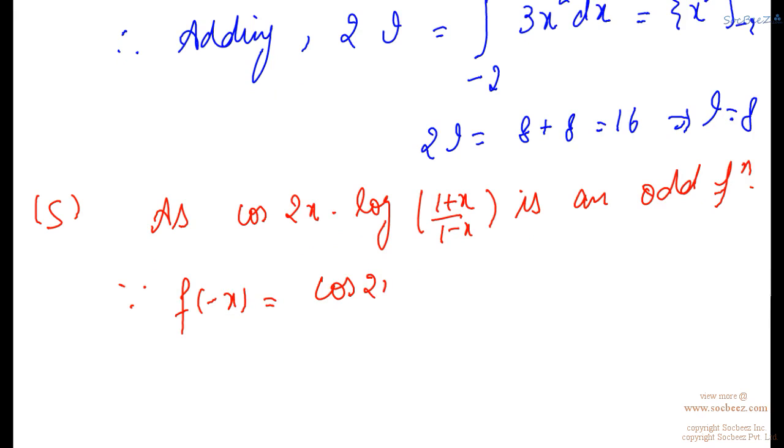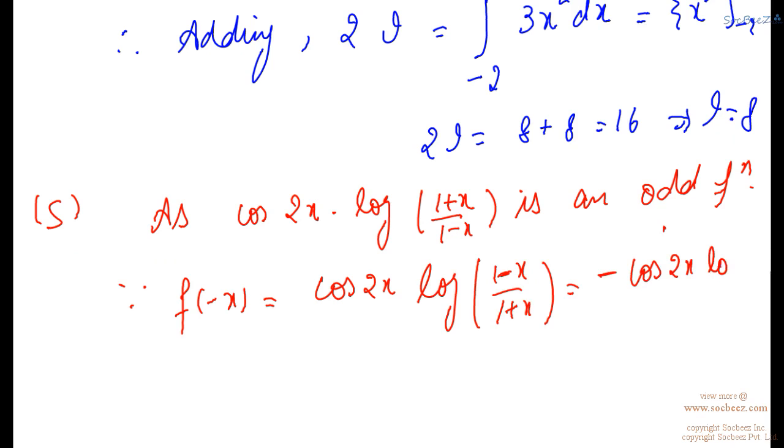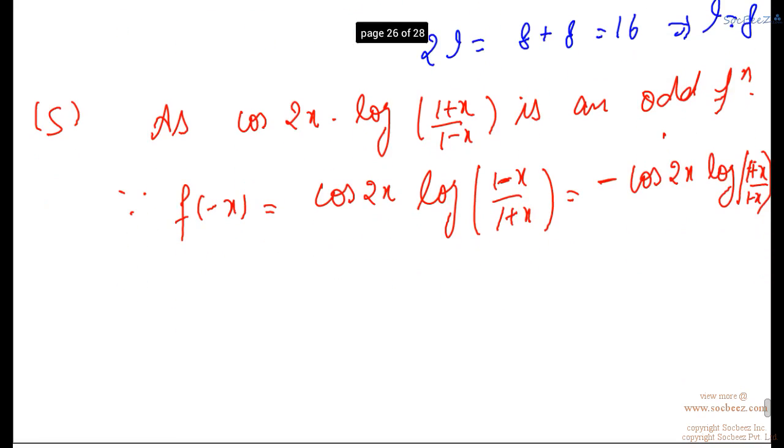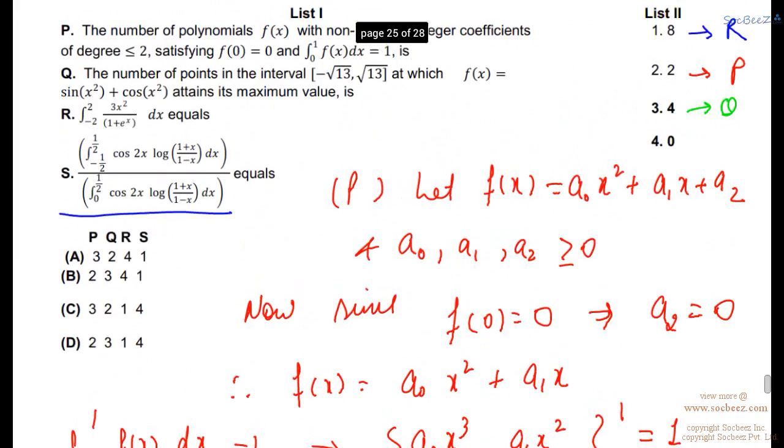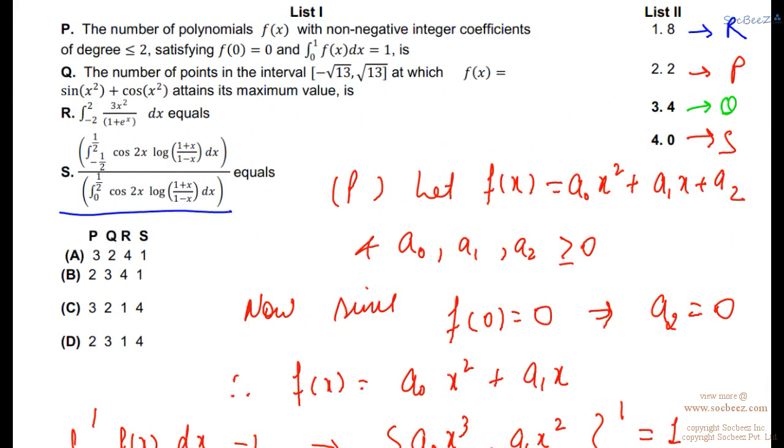Okay, this is because f(minus x) in this case is cos 2x. We know that cos minus x equals cos x, so we can write here cos 2x simply into log (1 minus x upon 1 plus x), which is the negative of, if we interchange the numerator and denominator, then in case of log it becomes the negative, so it will be negative of cos 2x log (1 plus x upon 1 minus x). Okay, so therefore this is an odd function, and hence, since the limit is symmetrical about 0, this integration from -half to half of cos 2x log (1 plus x upon 1 minus x) dx equals 0. So the correct answer for S is 0, and hence 4 corresponds to S.